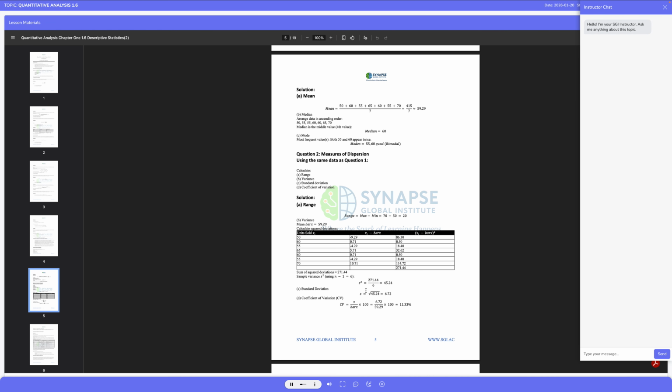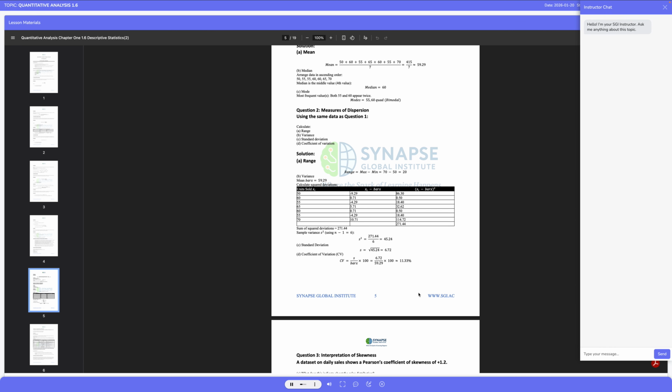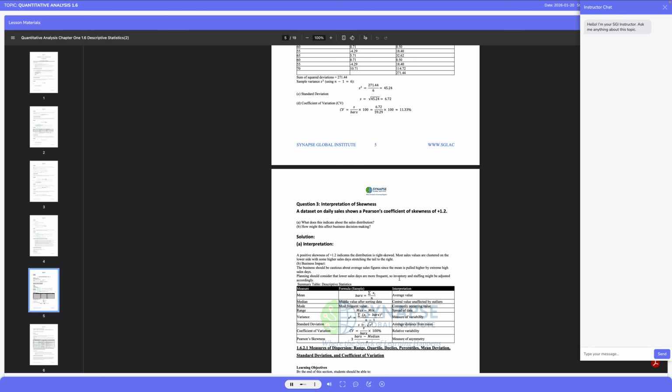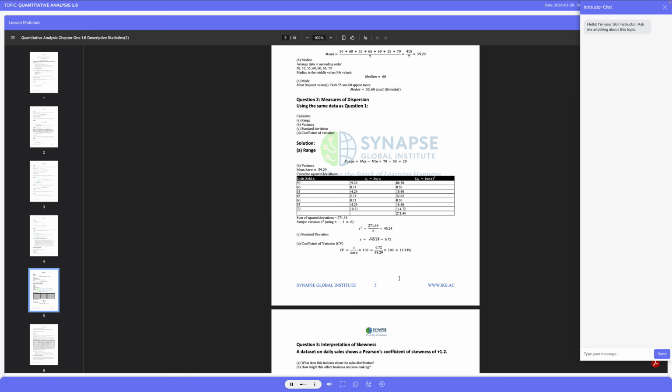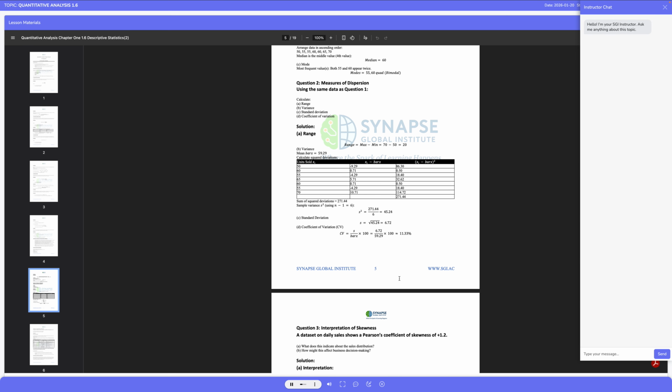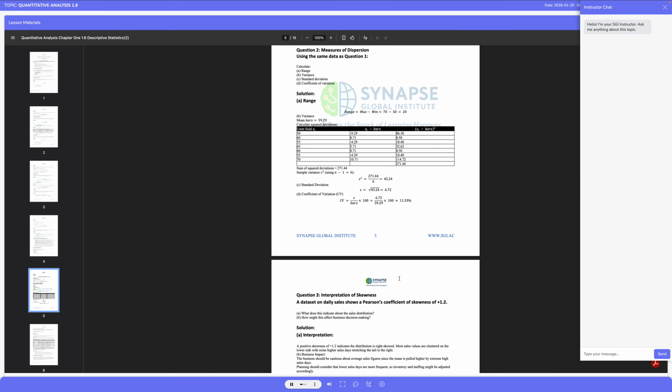This brings us to the end of our discussion on measures of central tendency. I encourage you to reflect carefully on the purpose, calculation, and interpretation of each measure, and on how selecting the appropriate measure strengthens business analysis and decision-making. Please continue engaging with the material and make use of the chat section whenever you require clarification, in line with the flexible Synapse learning model.